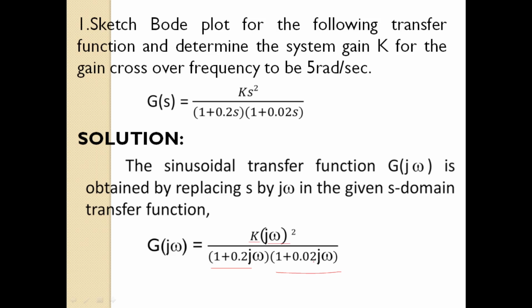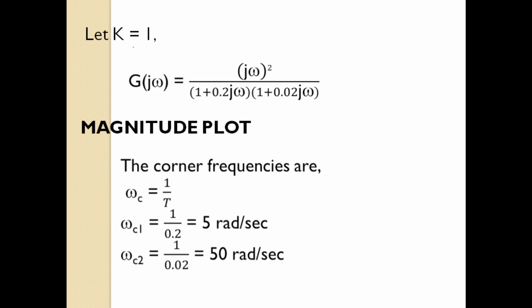So in total, 4 factors are there, and we have to determine the k value at omega equal to 5 radians per second, that is, at the gain crossover frequency. When omega is omega gc, we have to determine the k value. So now let us assume k equal to 1. If we assume k equal to 1, only 3 factors will be left over. One is the derivative factor, another is a first order factor in the denominator, and another is a first order factor in the denominator. So a total of 3 factors are there now, assuming k equal to 1.